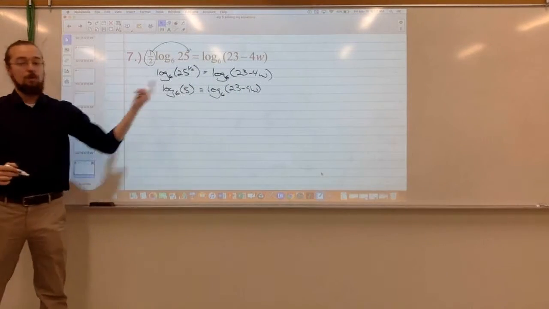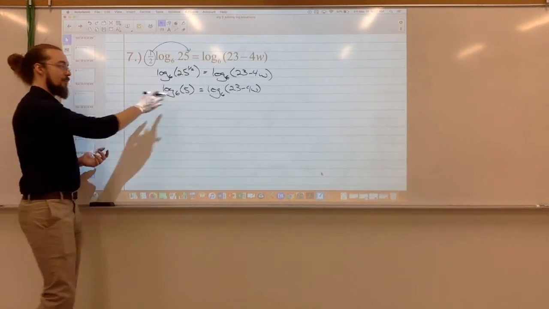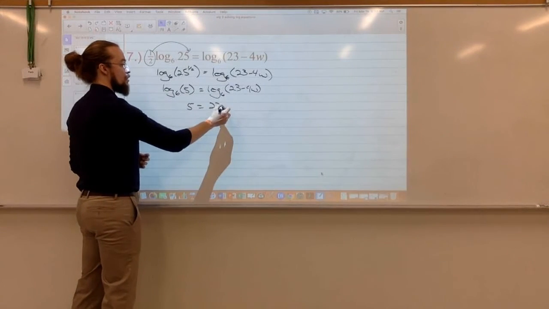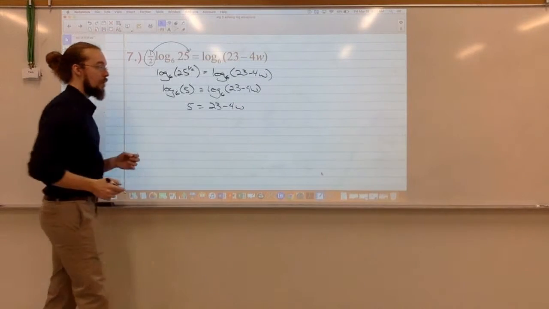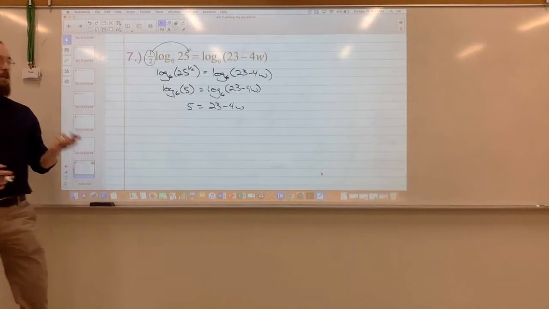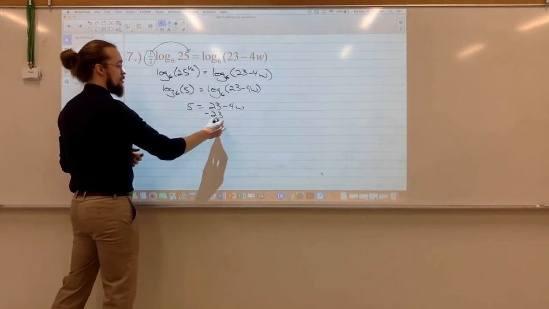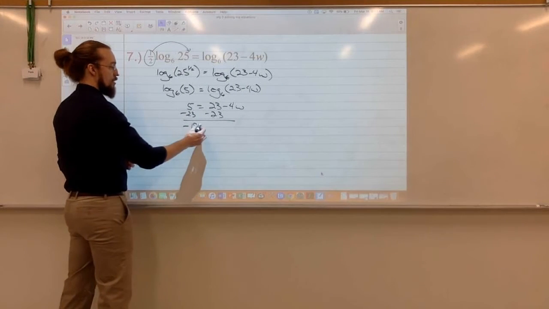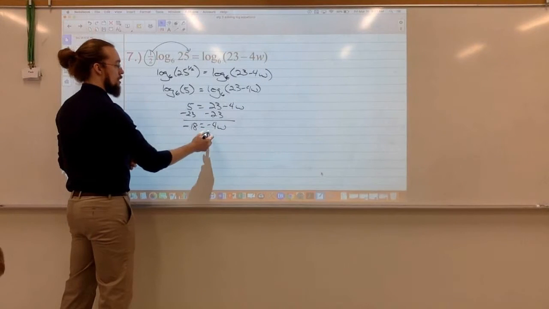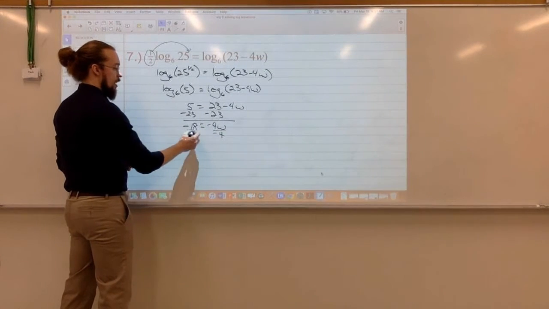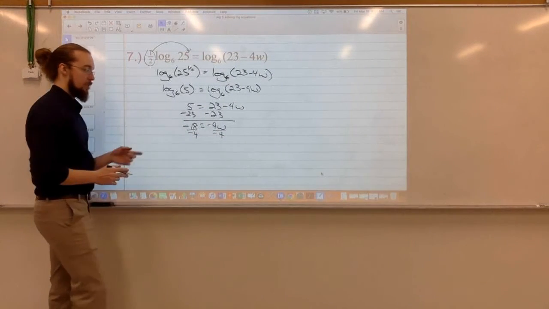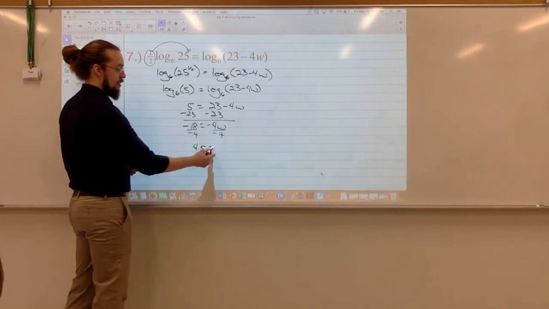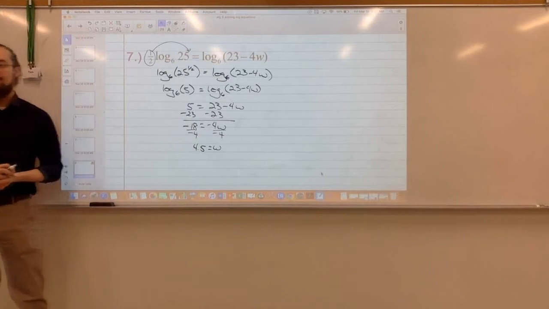Now I've got 1 log equal to 1 log. I can just take what's on the inside, set that equal. So 5 equals 23 minus 4w. Then subtract 23 from both sides. We would get negative 18 equals negative 4w. Divide both sides by negative 4, and we would get positive 4.5, or 9/2 if you want to make it a fraction.